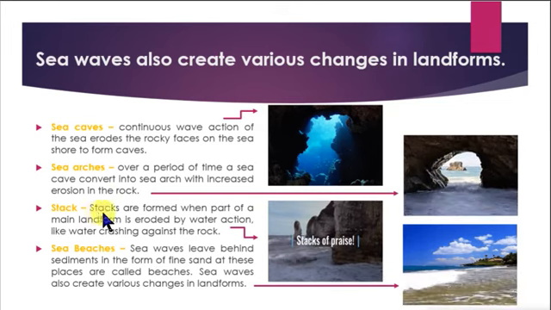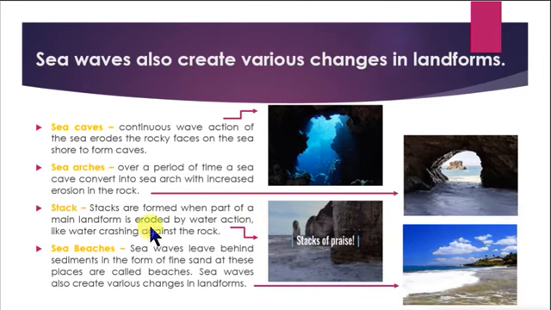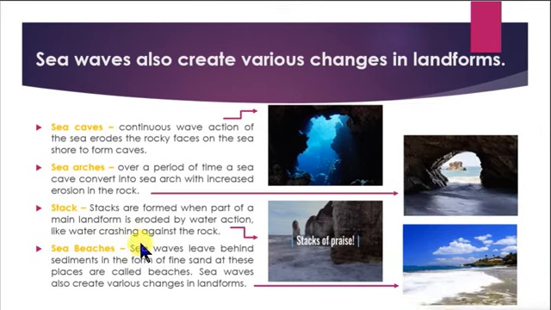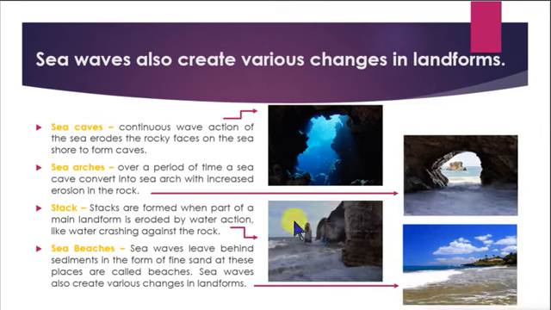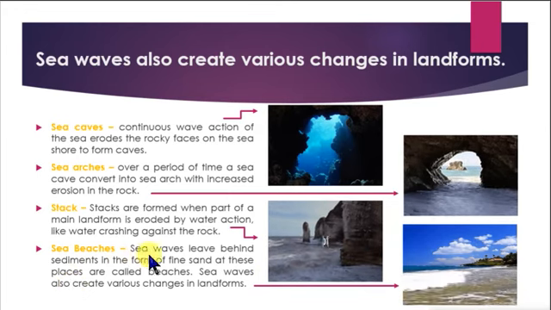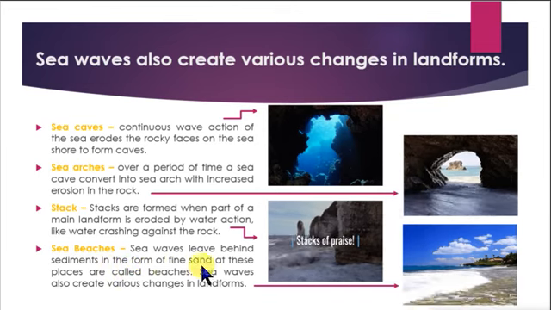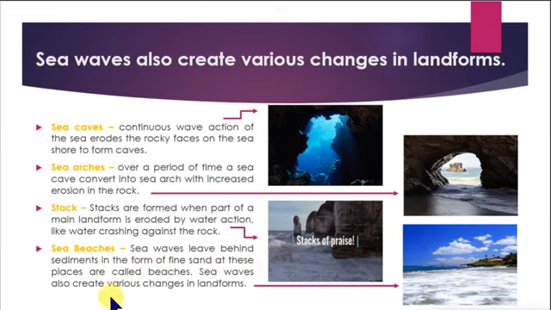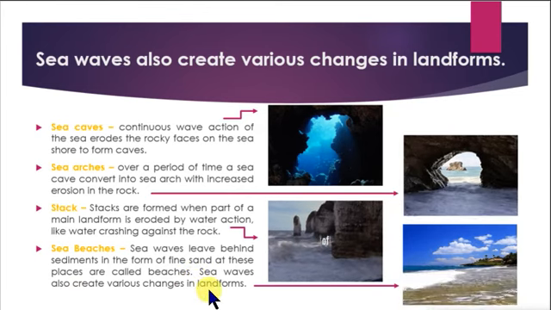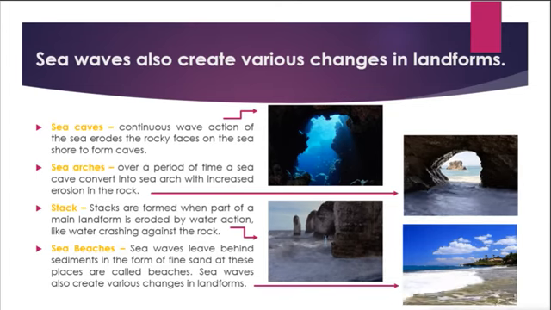Stacks are formed when part of the main landform is eroded by water action, like water crashing against the rock. Now sea beaches. Sea waves leave behind sediments in the form of fine sands. These places are called beaches. Sea waves also create various changes in the landforms.